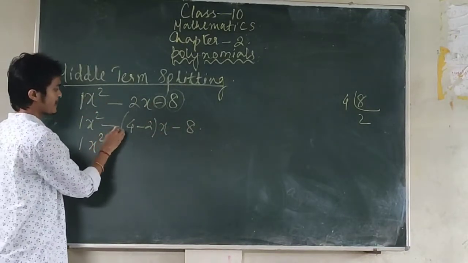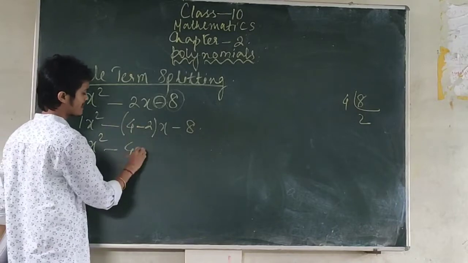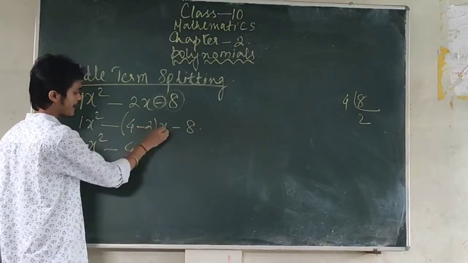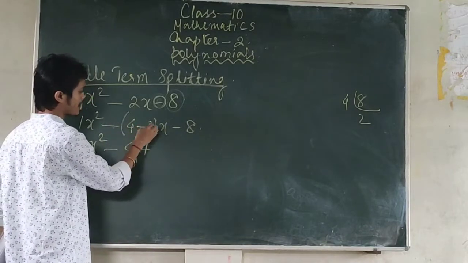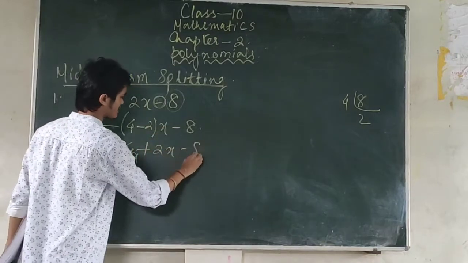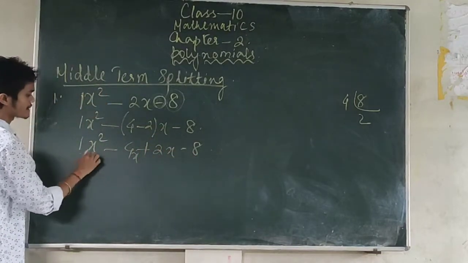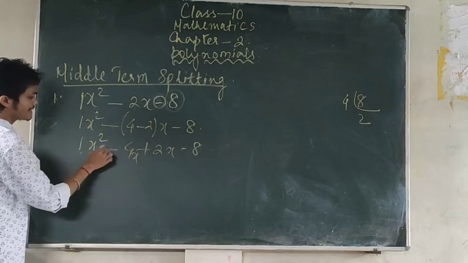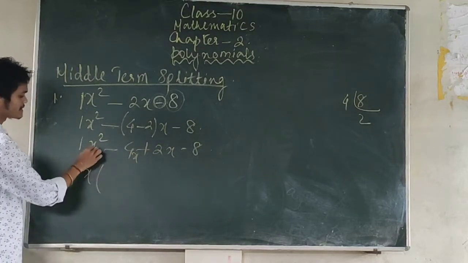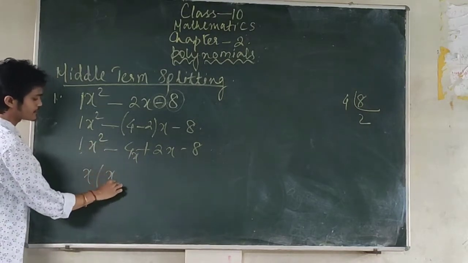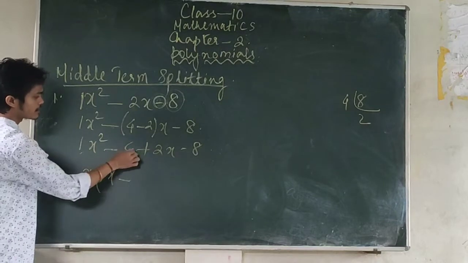x squared minus 4x, minus into minus is plus, plus 2x, minus 8. So here we can take common in these terms. x is common. Since x is common, x is left, so x minus, and taking the common factor, what is left?